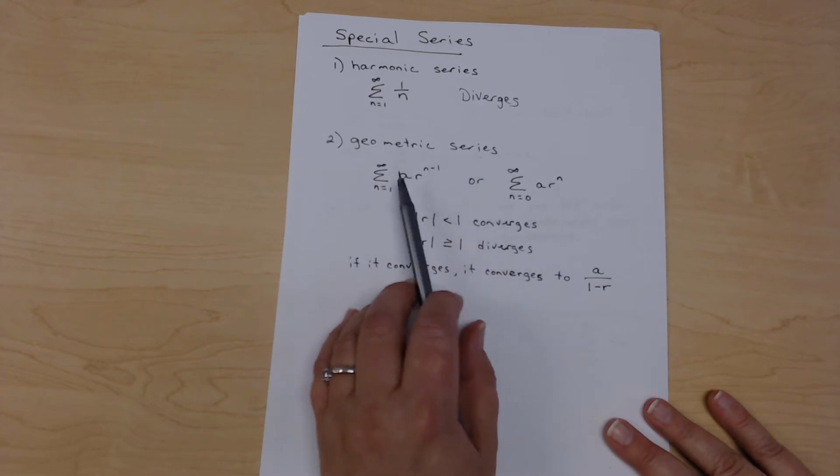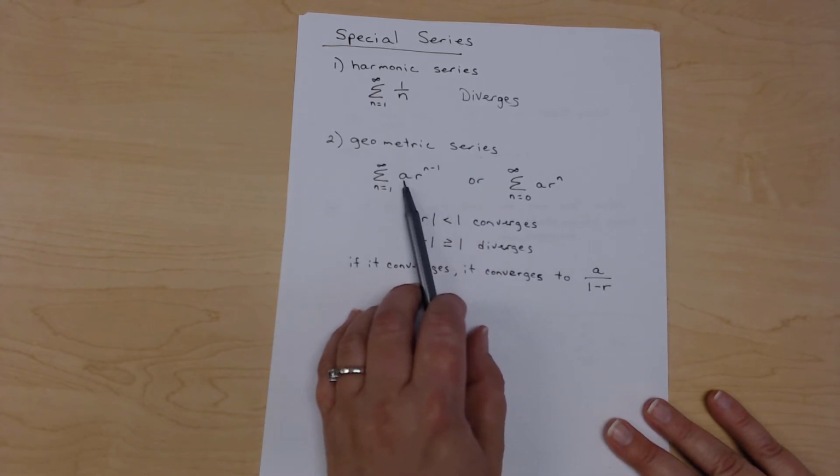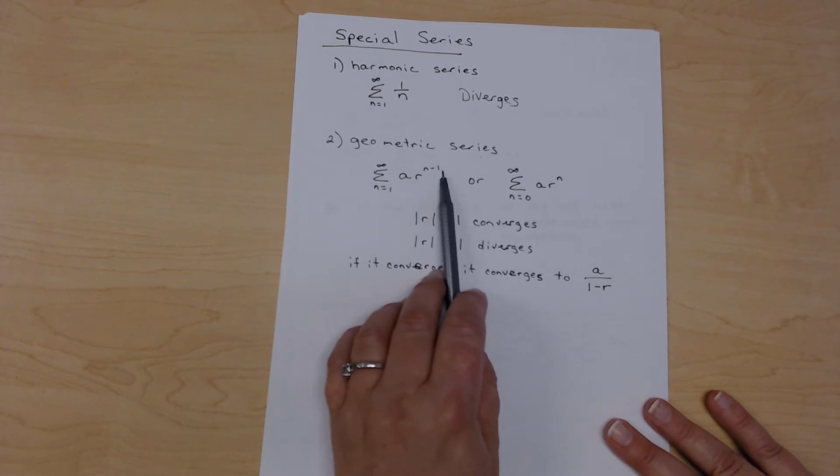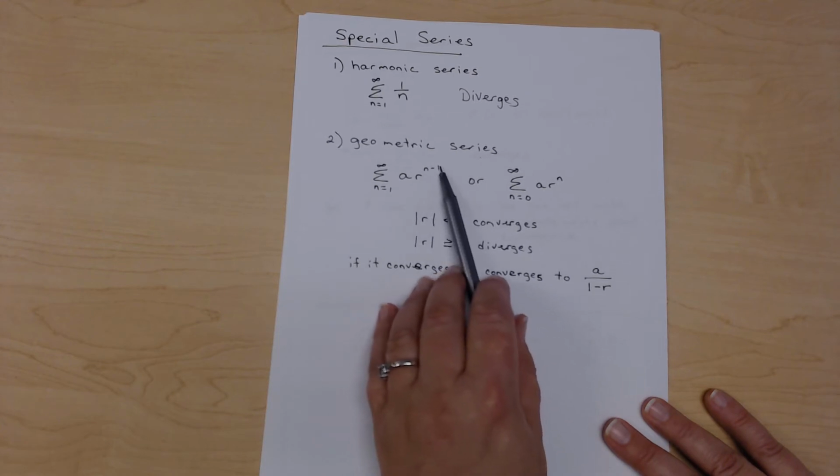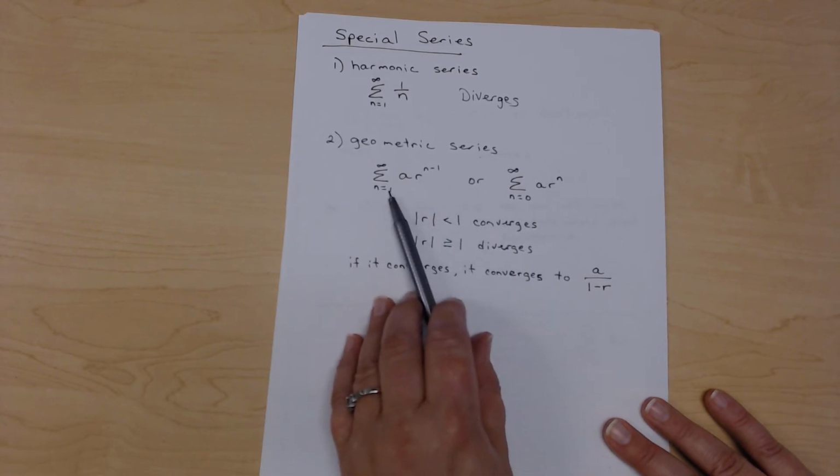The geometric series is a times r to the n minus 1, where a is just a number. Now this is where this lesson is going to get a little dicey. If it's n minus 1, we have to start at 1.